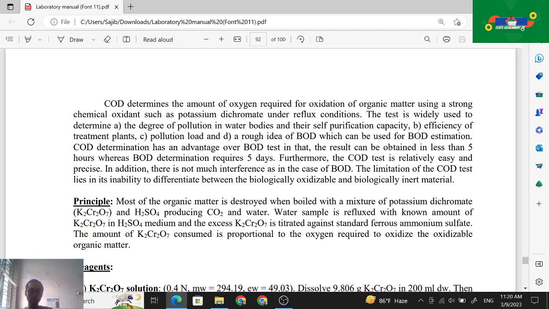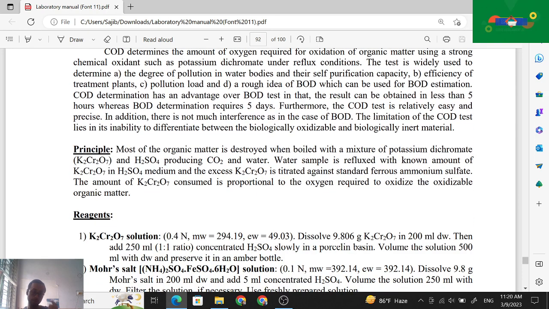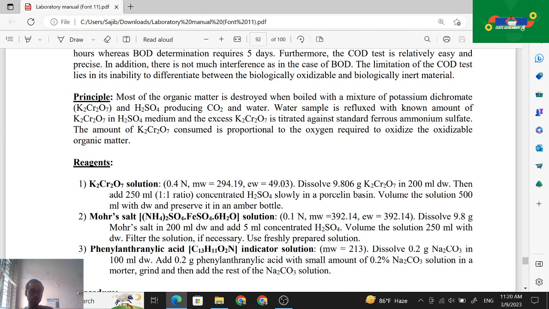The limitations of the COD test lie in its inability to differentiate between biologically oxidizable and biologically inert material. In the principle, most of the organic matter is destroyed when boiled with a mixture of potassium dichromate, K2Cr2O7, and H2SO4, producing carbon dioxide and H2O. The water sample is refluxed with a known amount of K2Cr2O7 in H2SO4 medium, and the excess K2Cr2O7 is titrated against standard ferrous ammonium sulfate. The amount of K2Cr2O7 consumed is proportionate to the oxygen required to oxidize the oxidizable organic matter.